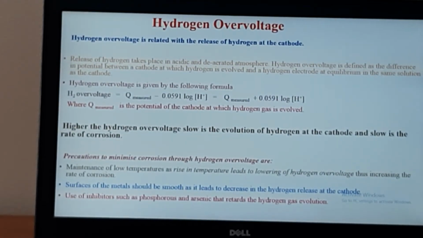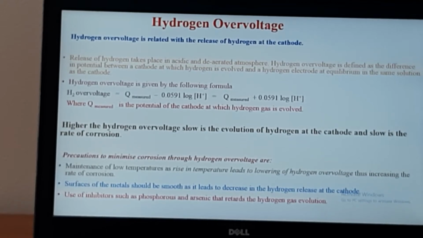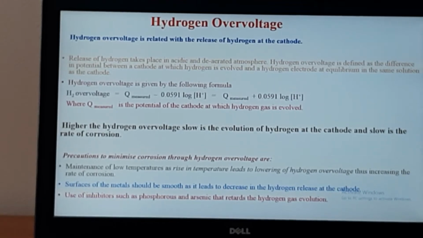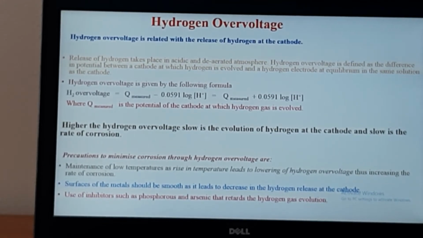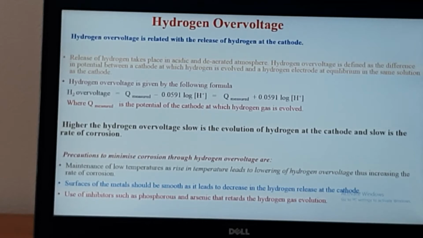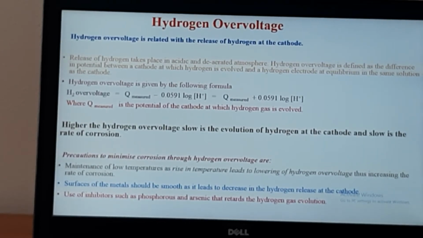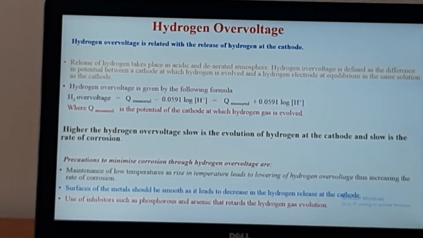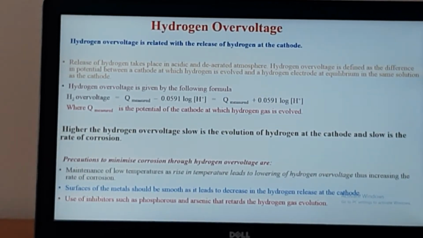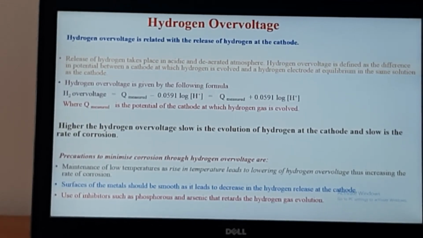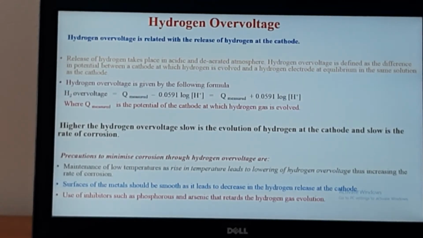Hydrogen overvoltage also plays an important role, because it is related to the release of hydrogen at the cathode. When the metal is exposed to the acidic atmosphere, hydrogen is evolved at the cathode and this results in the corrosion of the metal. If the hydrogen overvoltage is high, then the evolution of hydrogen is slowed and this results in slowing down the rate of corrosion.